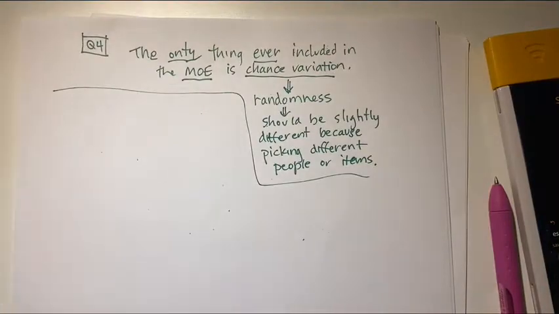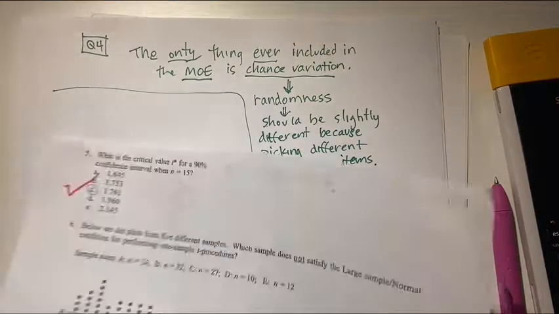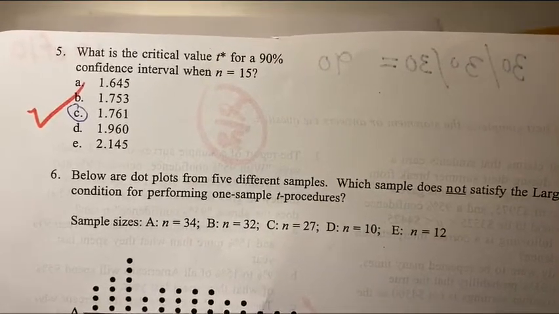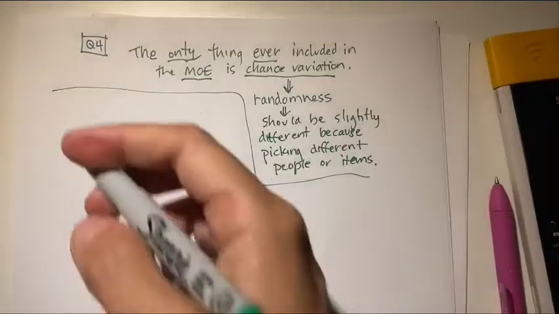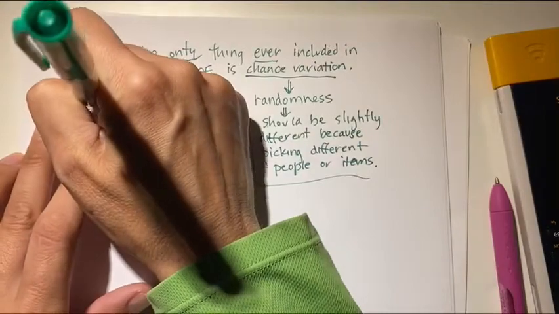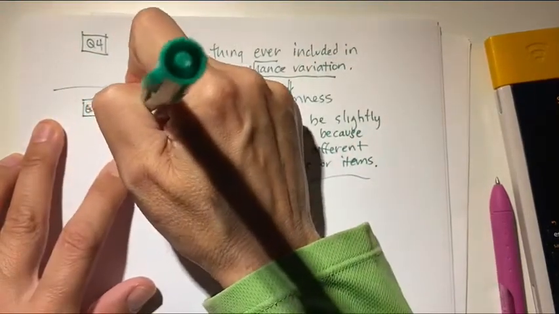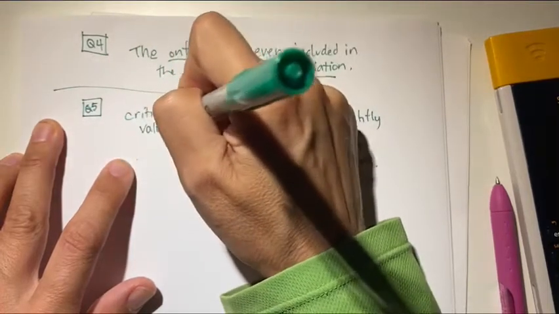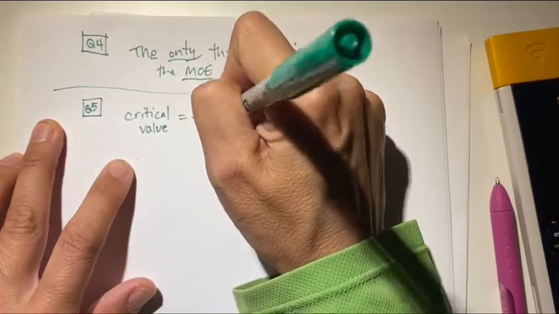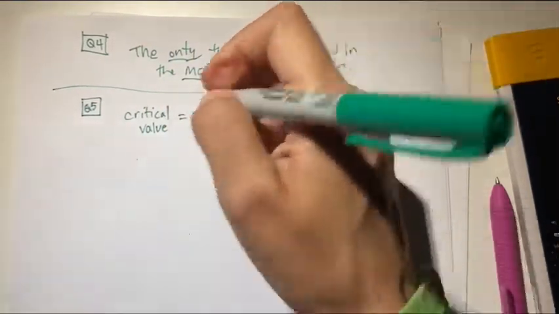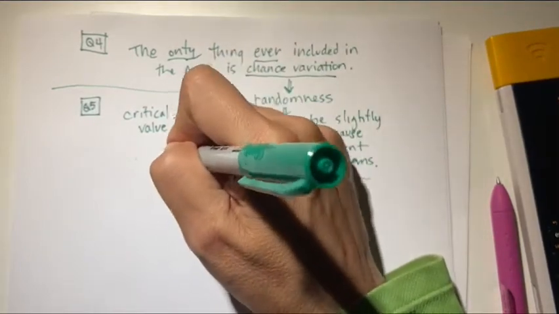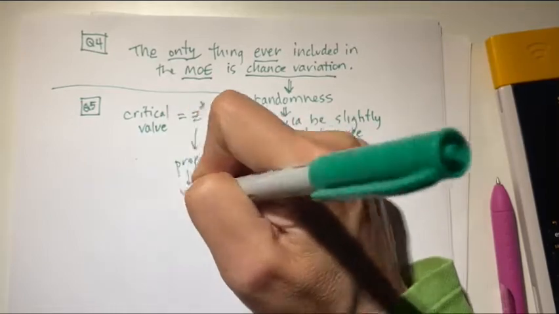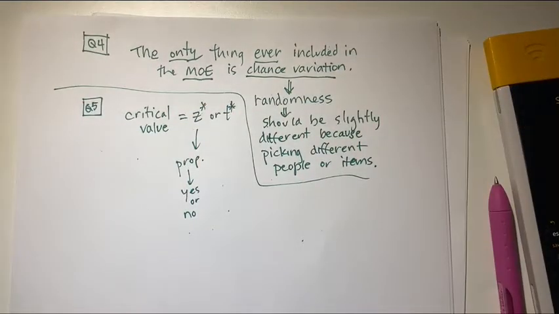All right. Question number 5. What is the critical value for T star for a 90% confidence interval when n is 15? So let's write that down. What is a critical value? All right, a critical value is a Z star or a T star. So when and why would you do this? If you're dealing with a proportion question, that's a yes or a no, you're always in a Z star situation.